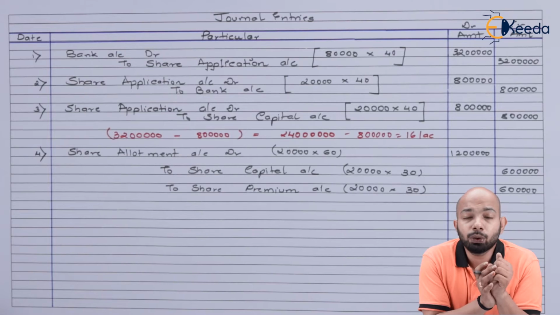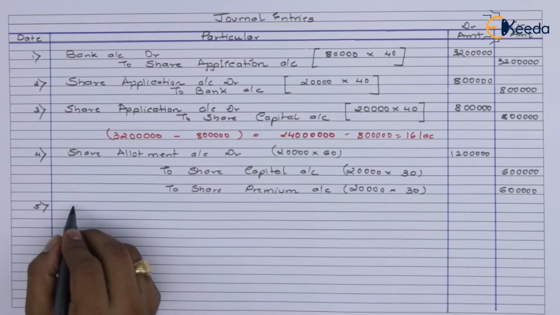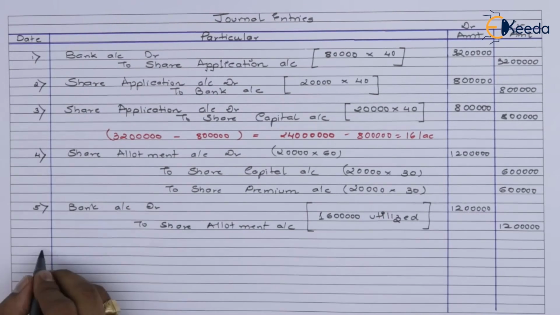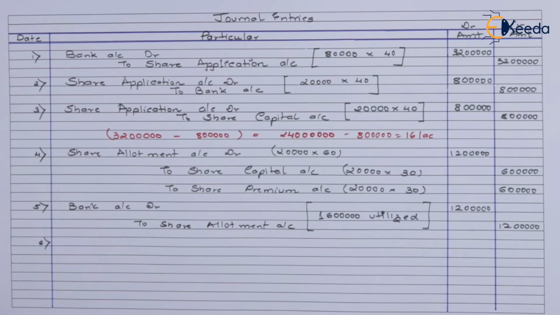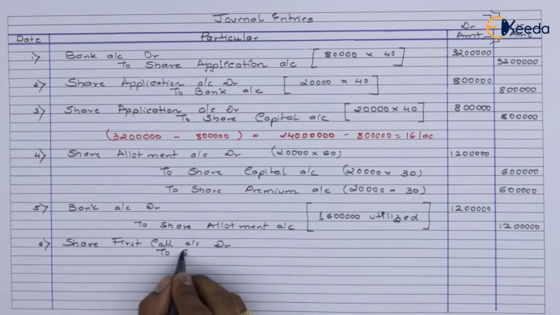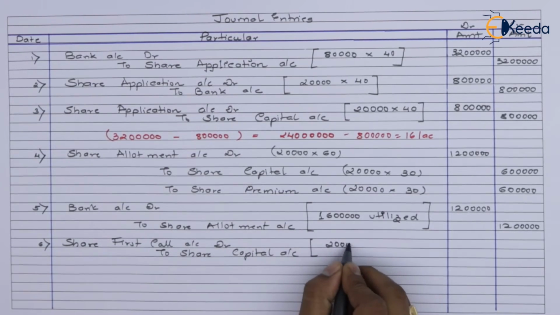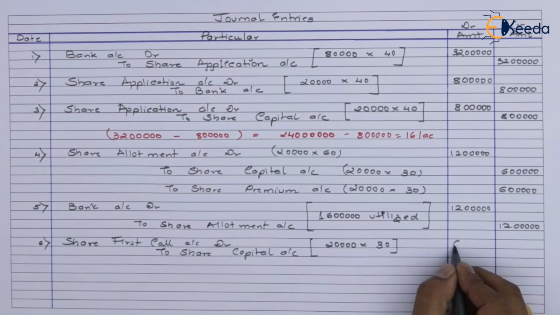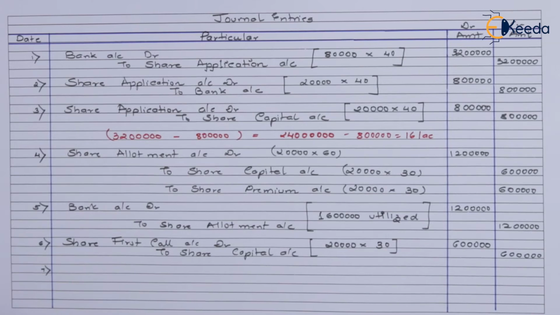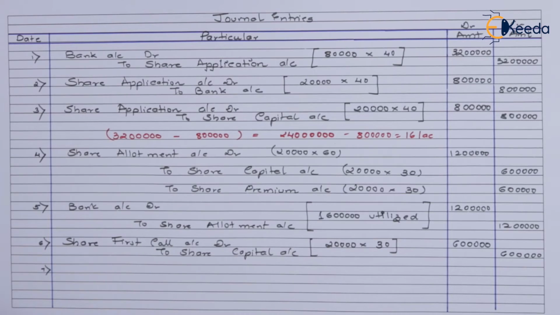So let's start with the receipt of allotment money. Now, the next will be the first call due, or rather, when we talk about the first call being taken into consideration. So let's talk about the first call part here. When it comes to share first call, we only have an additional balance of 4 lakh that can be utilized out of that allotment money.